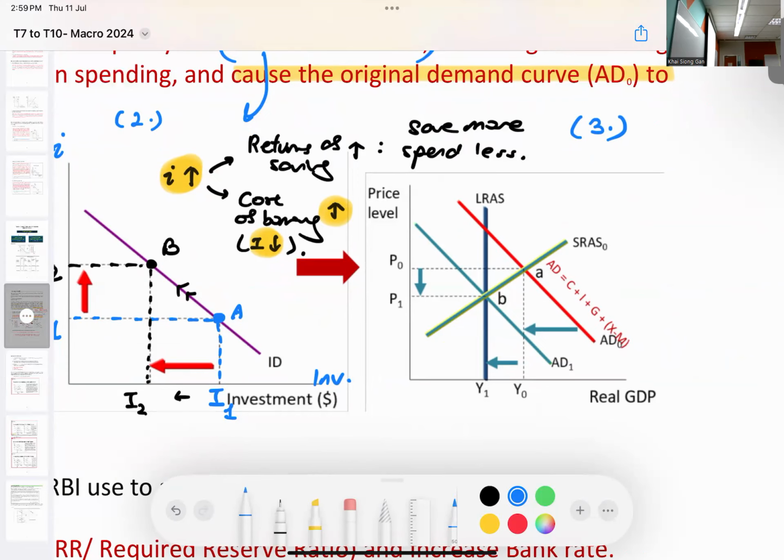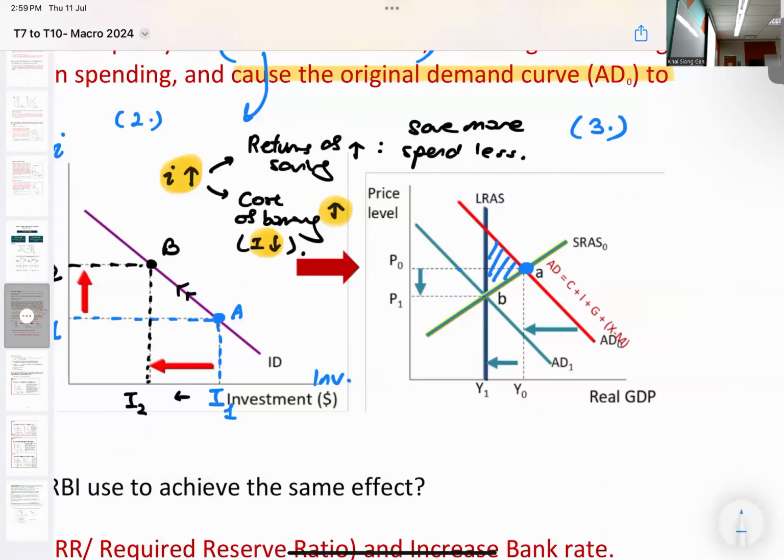We start with an inflationary gap. You can see a gap over here. Then the aggregate demand curve shifts backwards because of the surplus. Now it moves to a new equilibrium point. So you can see a lower price level and a lower rate.